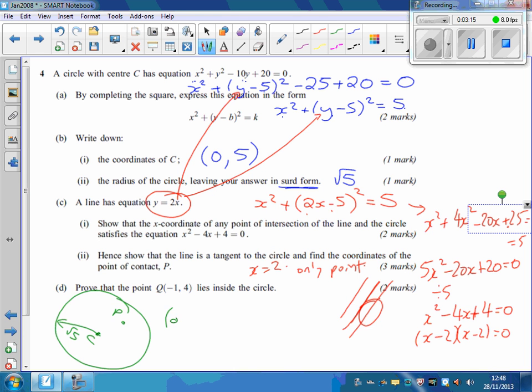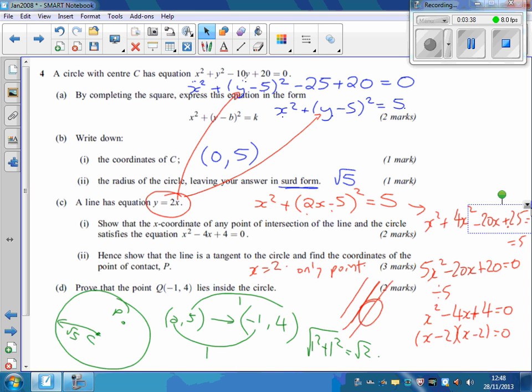Now C was 0.5, and Q here is minus 1/4. So to get from there to there, it's 1. To get from there to there, it's 1. And so the distance between the two of them, it's the square root of 1 squared plus 1 squared, which is root 2. Clearly root 2 is going to be less than root 5, and so the point is inside the circle.